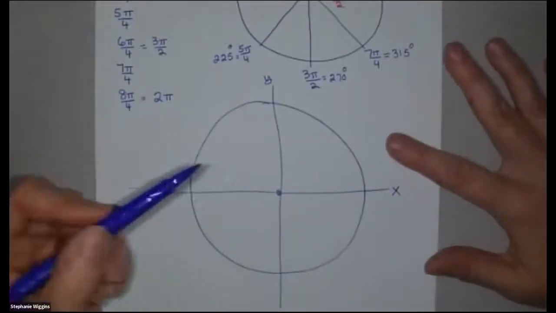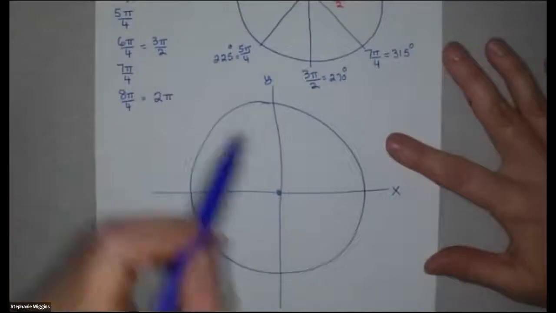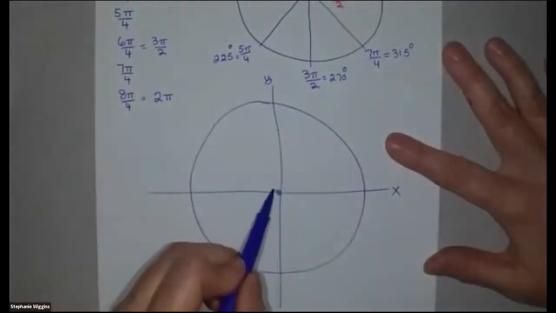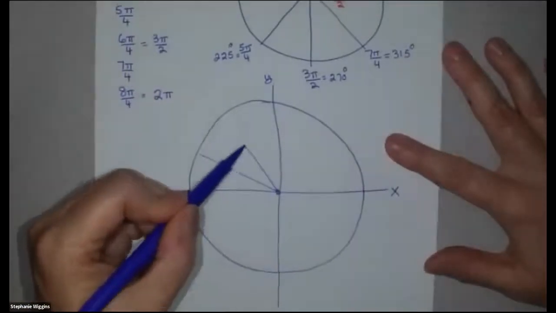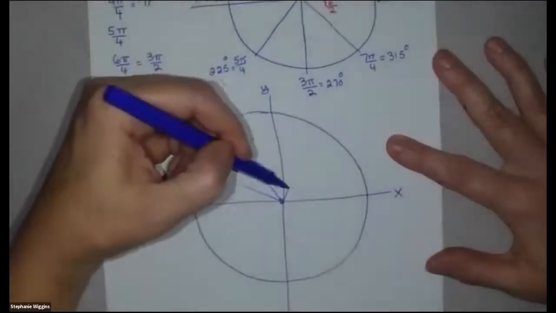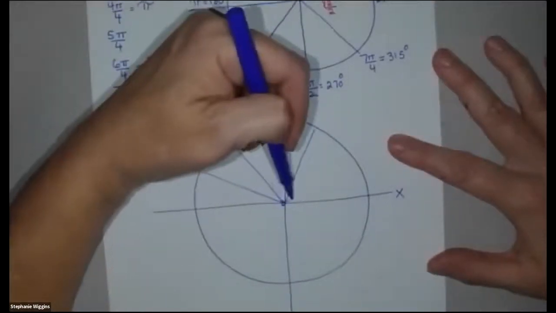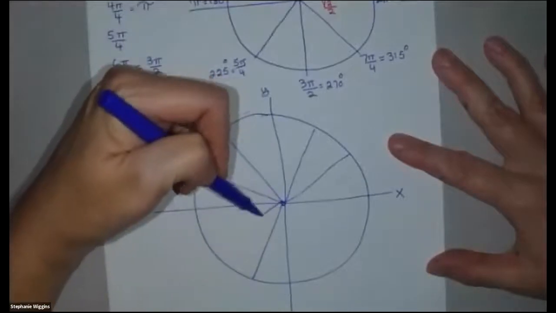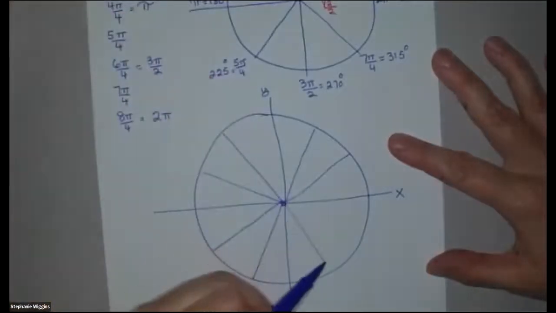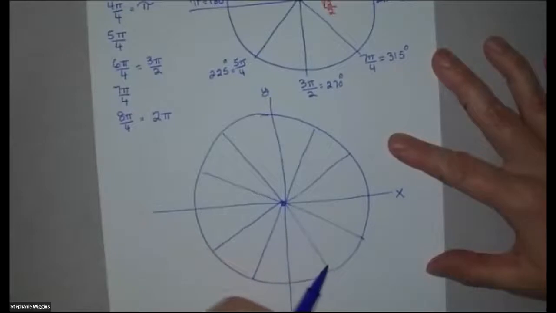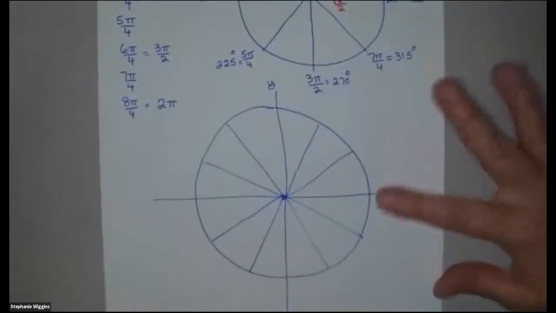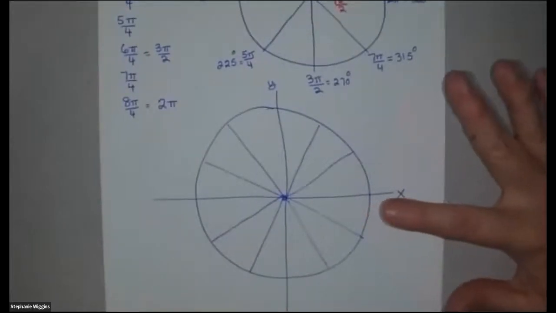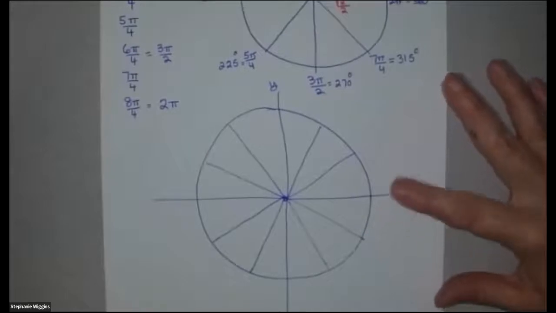And so really the half circle is going to be in 6ths. They're supposed to be equal parts. I know they don't really look like it, but I'm trying my best to draw this. So this circle has been divided up into 12 equal parts, okay?